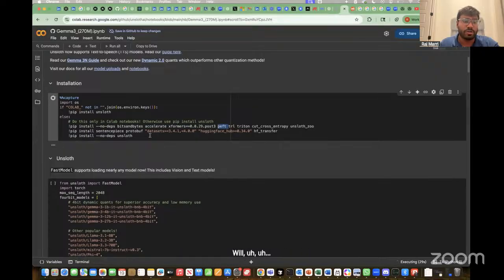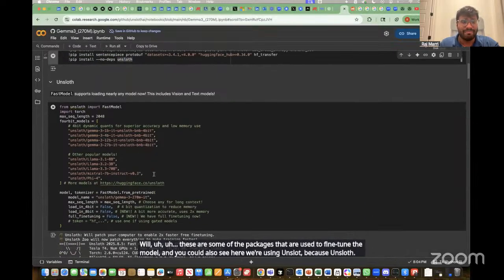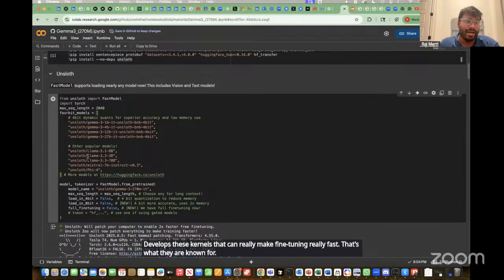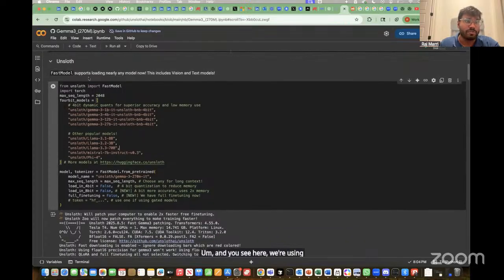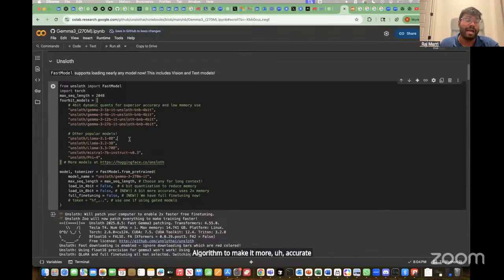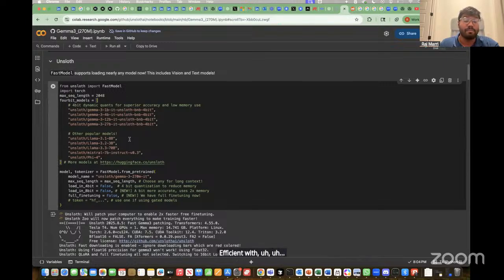These are some of the packages that are used to fine tune the model. You could also see here we're using Unsloth, because Unsloth develops these kernels that really make fine tuning really fast. That's what they are known for. You see here, from Unsloth we're using FastModel, which has a lot of models built in, and all of them are 4-bit dynamic quants. It's not plain 4-bit quantization. They're saying it's dynamic quant, so it's using their own algorithm to make it more accurate. They're also making the fine tuning efficient with less compute. So that's a huge deal.